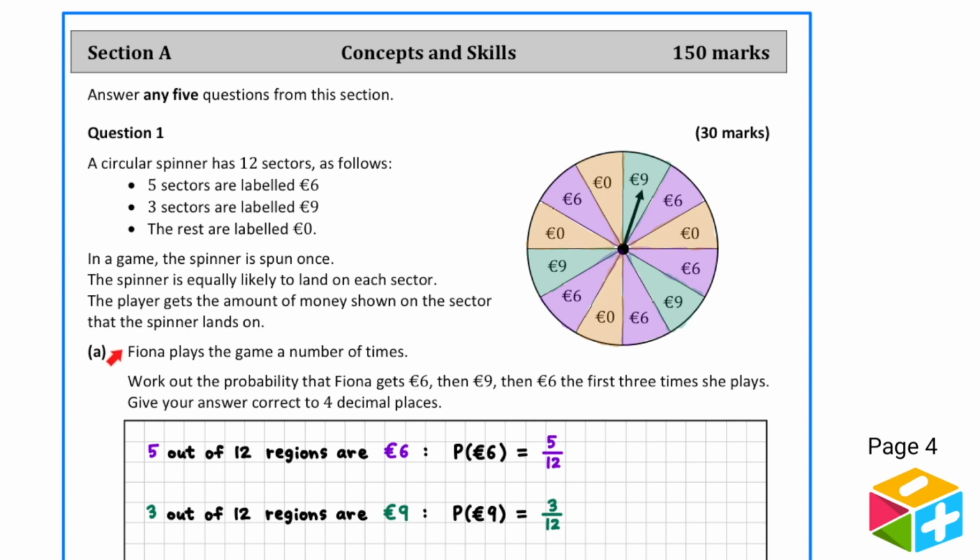In part A, we are told that Fiona plays the game a number of times. We need to find the probability that she gets a €6, then a €9, then a €6 the first 3 times she plays. 5 out of the 12 regions are labelled with €6, so on an individual spin, the probability you get €6 is 5 over 12. 3 out of the 12 regions are labelled €9, so on an individual spin, the probability you get €9 would be 3 over 12.